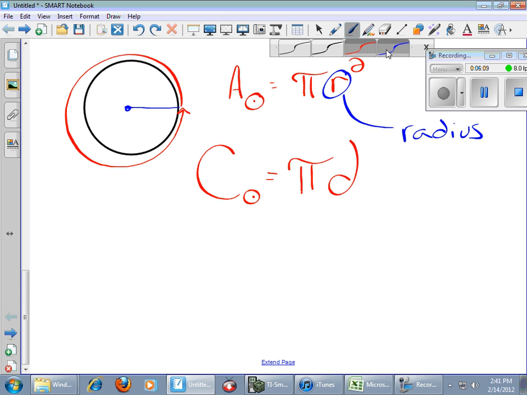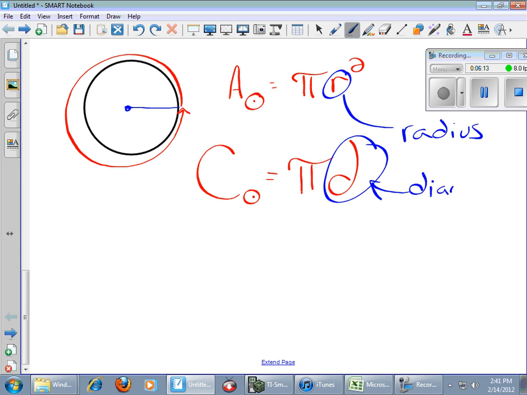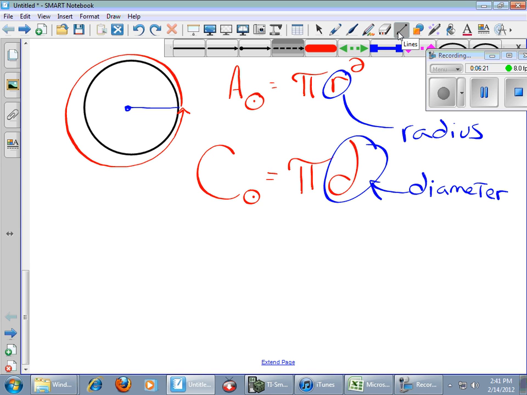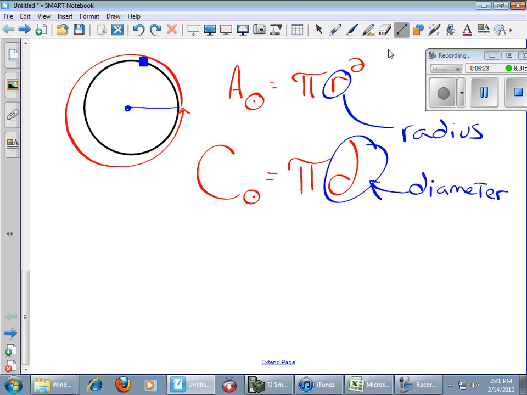Yes, D stands for diameter. All right, so that's the diameter. And the diameter is the distance around the circle, right? Oh, excuse me, circumference is the distance around the circle. The diameter is the distance across the circle through the center. So you see, this dark solid line is a diameter, but this little line is a radius.